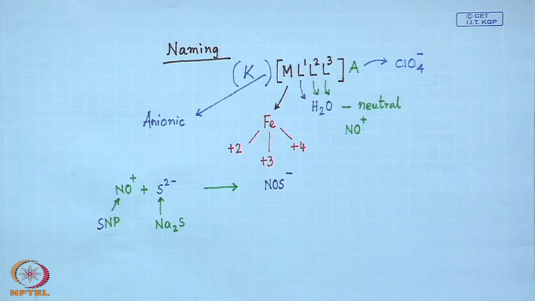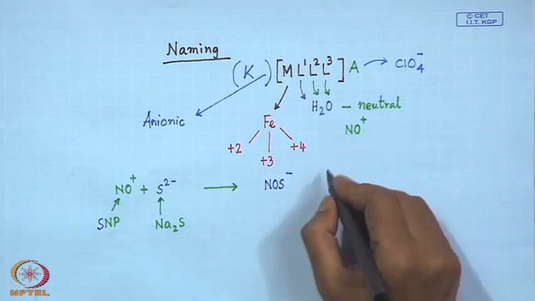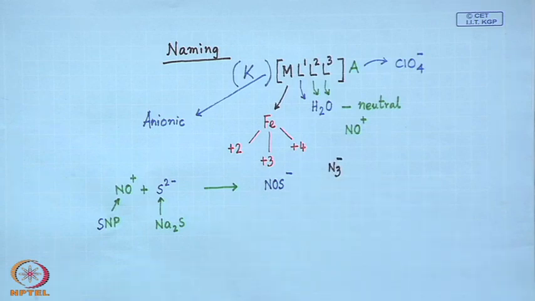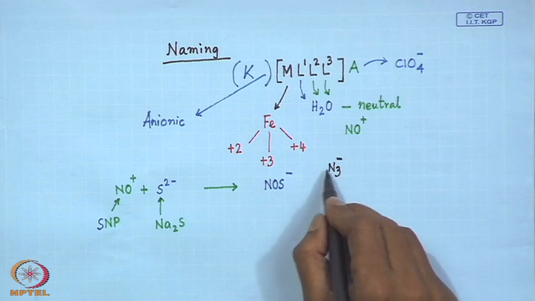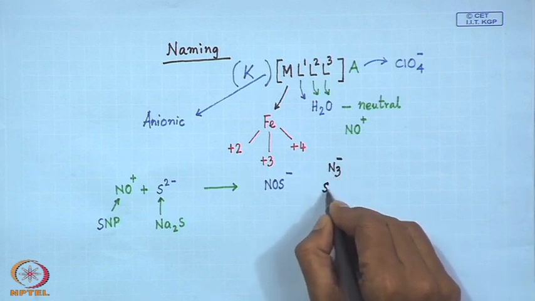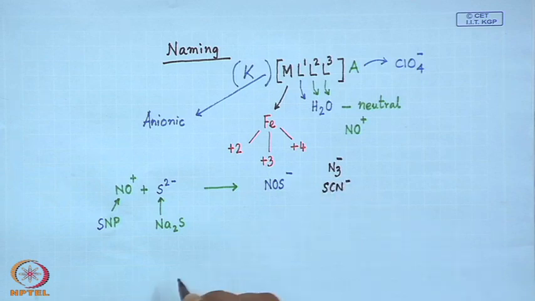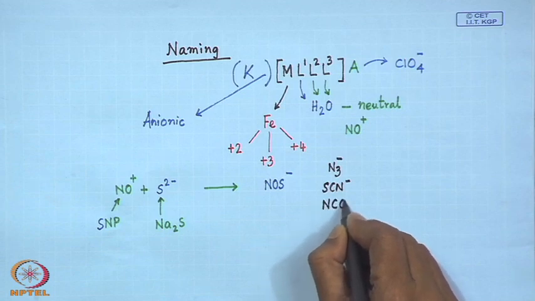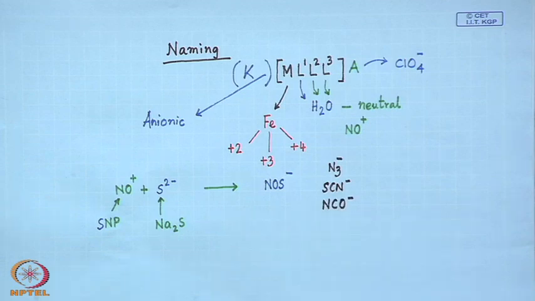Which is very much similar to some other pseudo halides like azide, which also has 3 atoms, a 3-atom anionic species, or thiocyanate anion, or NCO minus anion. So, the characteristic reaction towards complex formation is well known to us.